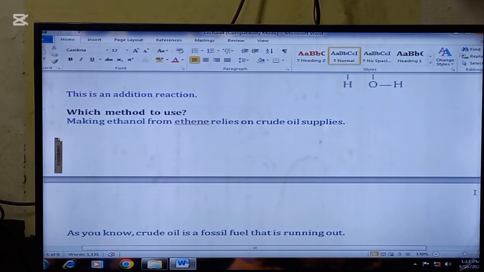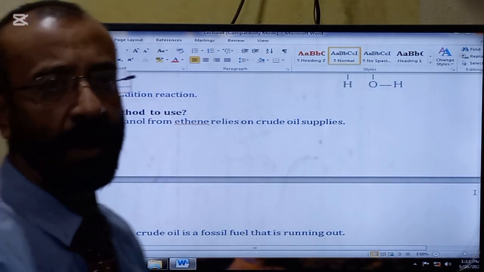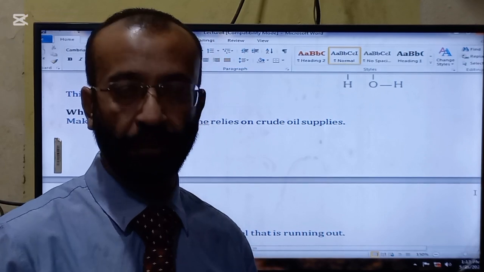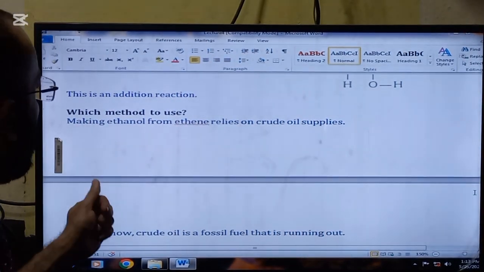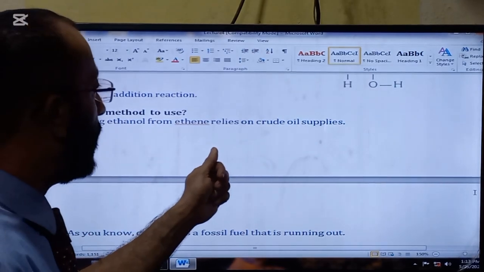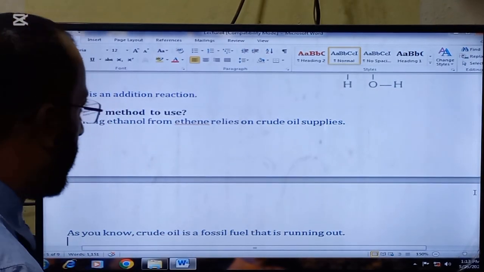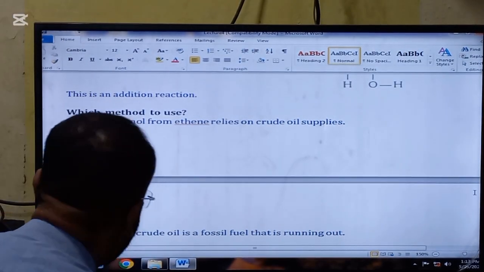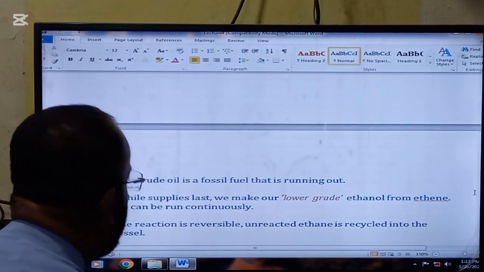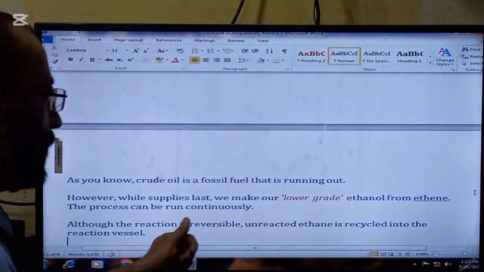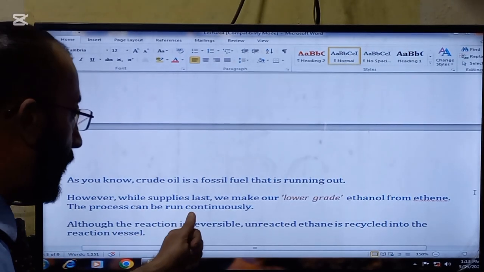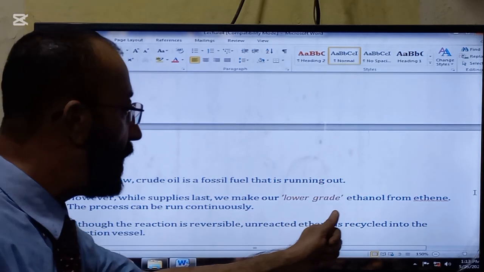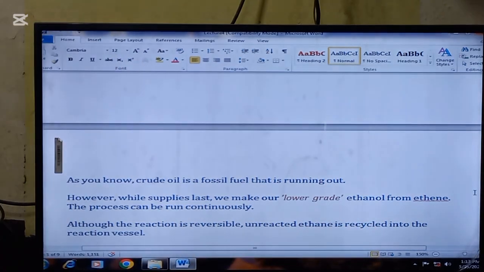Which method to use? Sometimes the conditions decide which method will be used. Making ethanol from ethene relies on crude oil supplies. As you know, crude oil is a fossil fuel that is running out. However, while supplies last, we make our lower grade ethanol from ethene.